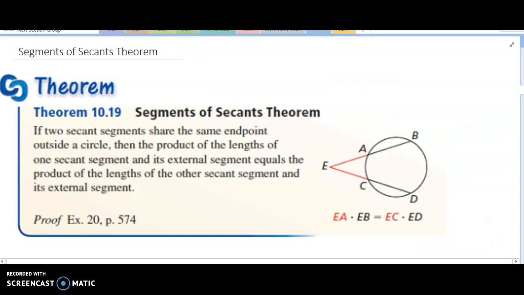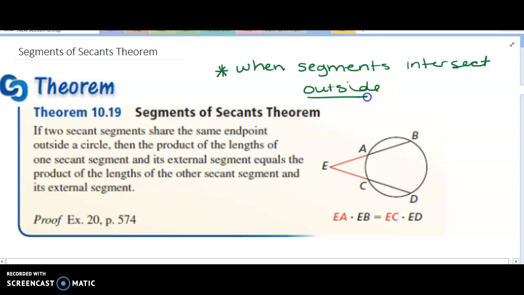All right, let's look at our next theorem. This is the segments of a secant theorem. Now this is used when segments intersect outside of the circle. And you're still going to be multiplying various segments together.